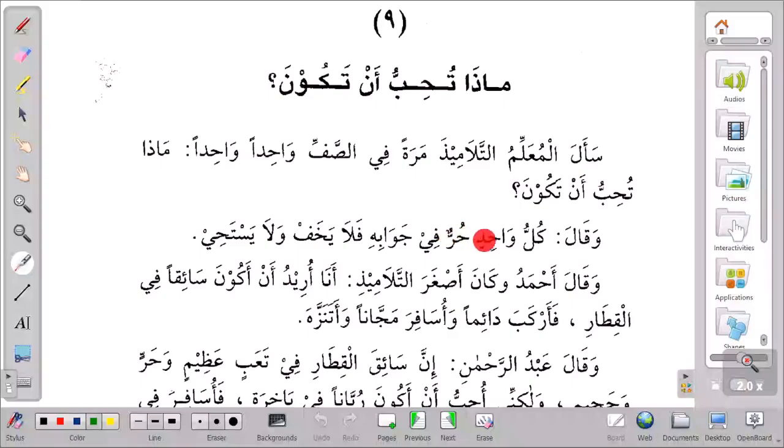So kullu wahidin hurrun. Each of you is free in his answer, fi jawabihi. Fala yakhaf. So he shouldn't fear. Khafa is he feared. Yakhafu, he is fearing. So fala yakhaf. This is the amr, the command form. Don't be afraid. So he's telling them, you shouldn't be afraid.